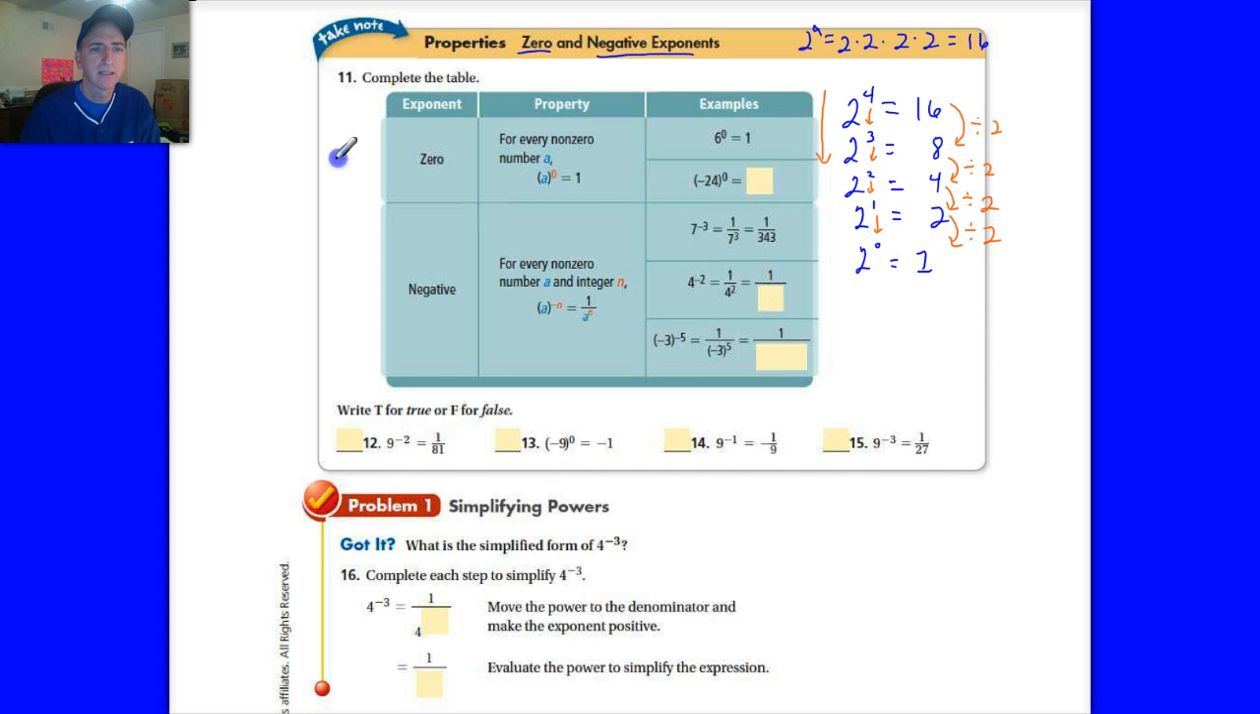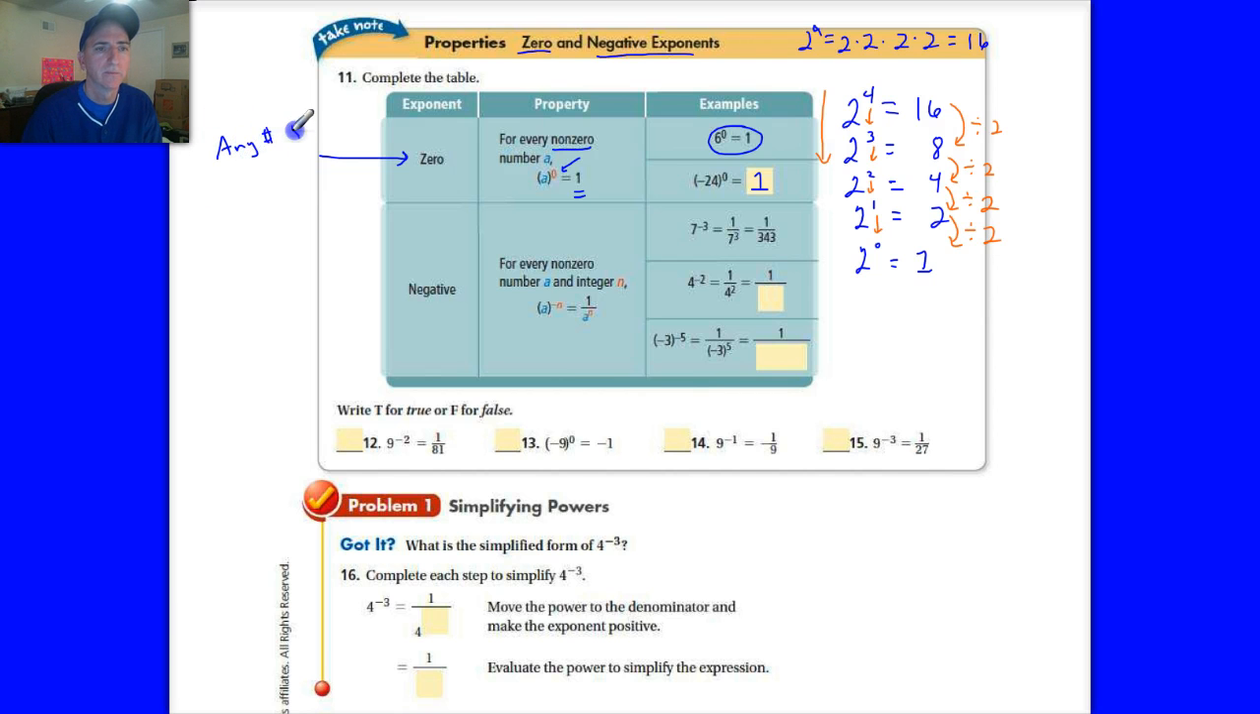In fact, that leads us to this first rule right here. For every non-zero number a, that means that a is not 0, any number to the power of 0 equals 1. Look right here, 6 to the power of 0 is 1. Negative 24 to the power of 0 is 1, because the negative is in the parentheses, that means the negative is going to the power as well. That is 1.